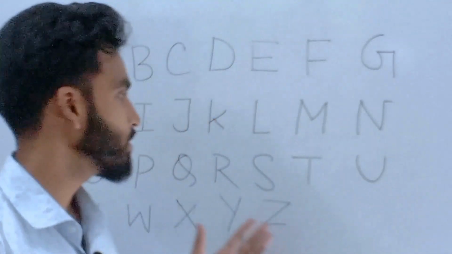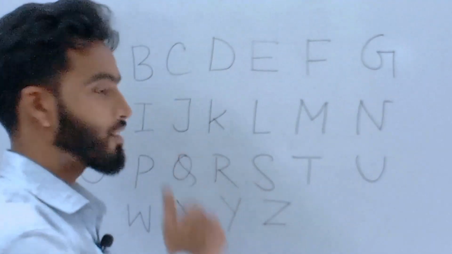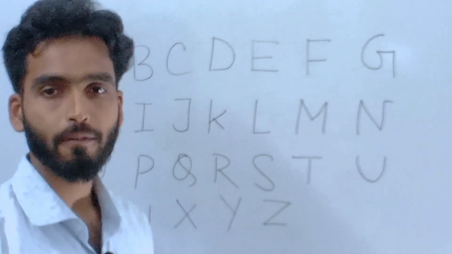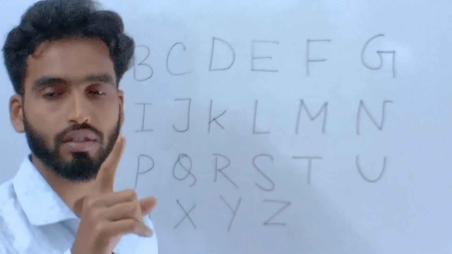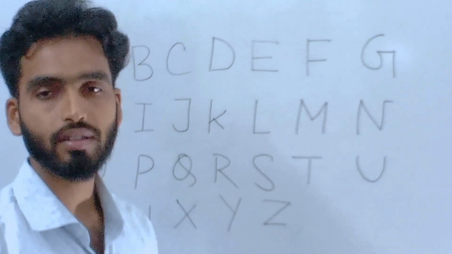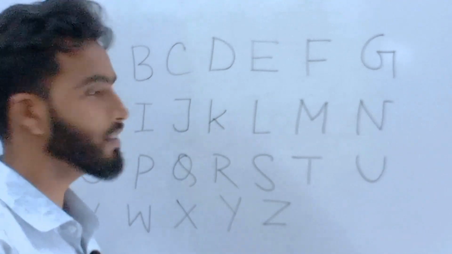Welcome to my class. Today we are going to learn vowel and consonant. So look at the board. There are 26 letters. In the letters, 5 vowels and one special vowel, and the rest are consonants. Let's see.